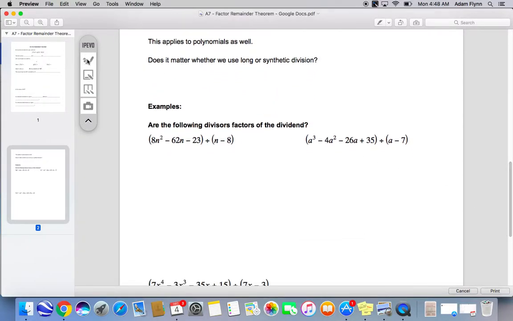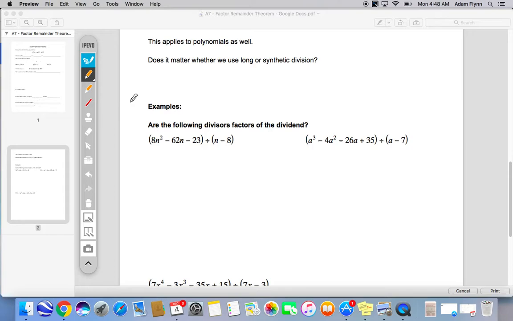Okay, so this applies to polynomials as well, as I was just talking about with the divisor. So does it matter whether we use long or synthetic division? No. We should get the same outcome. Okay. So at this point, please watch the A7 example video for factor remainder theorem.